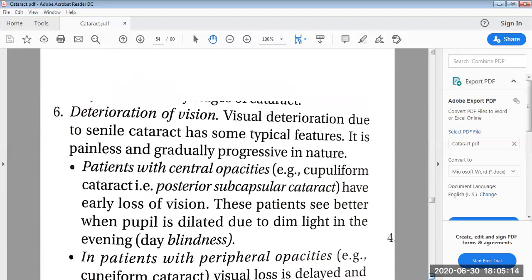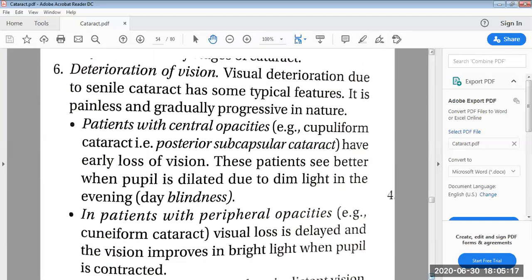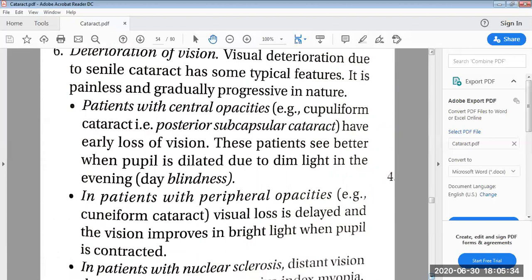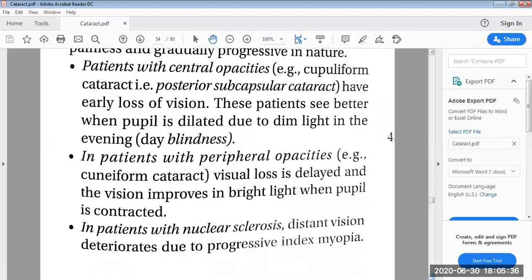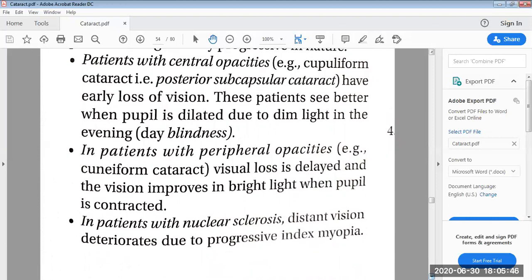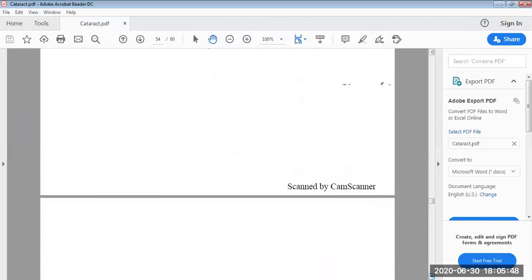Visual deterioration due to senile cataract has some typical features. It is painless and gradually progressive in nature. Patients with central opacities have early loss of vision. These patients see better when pupil is dilated due to dim light in the evening, day blindness. In patients with peripheral opacities like in cuneiform cataract, visual loss is delayed and the vision improves in bright light when pupil is contracted. In patients with nuclear sclerosis, distant vision deteriorates due to progressive index myopia.